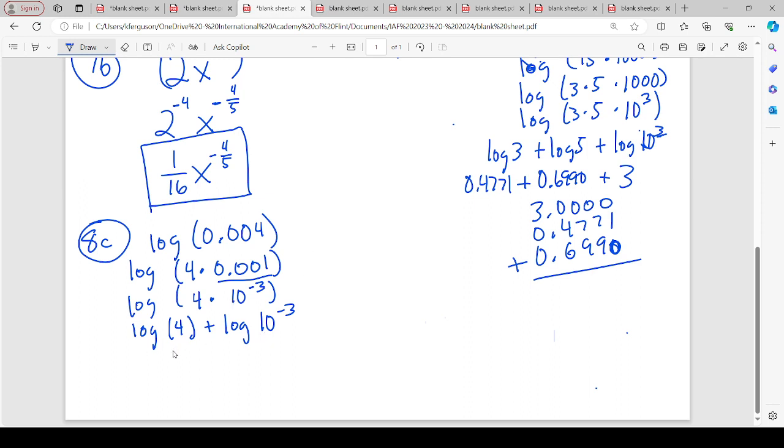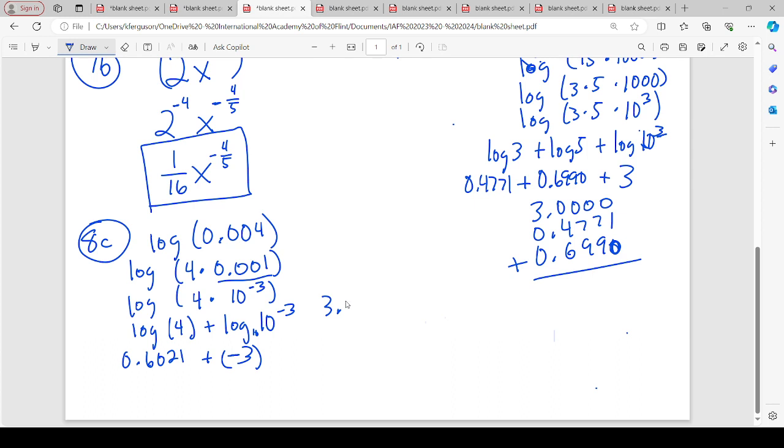Now log of 4 is on the chart. Log of 4 is 0.6021. Now here's where it gets tricky. Log of 10, if it's just log with no base, what is my base? 10. So if this number and this number are the same, my answer is just the exponent. So then this would be negative 3. So here I've got a positive number and a negative number. When I combine those or add them, it's really a subtraction problem. That's where I said the tricky part comes in.